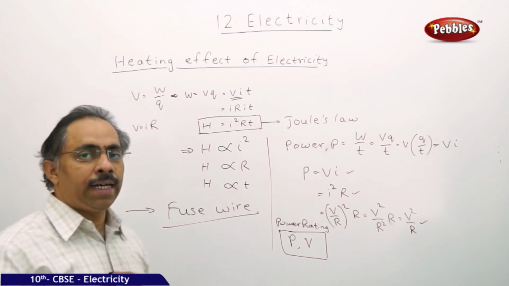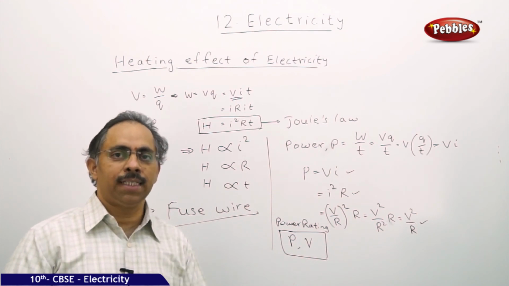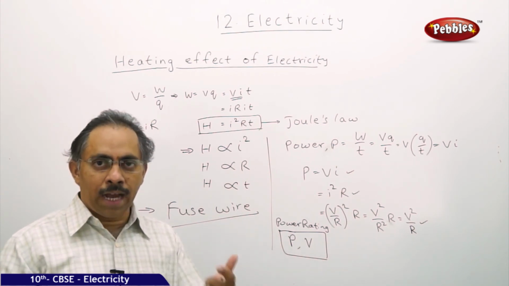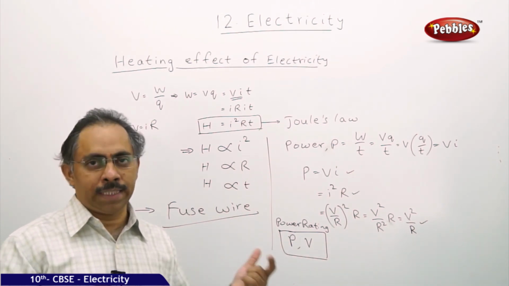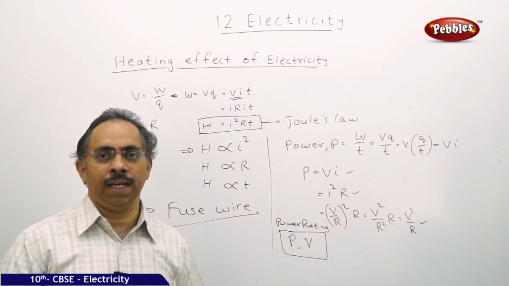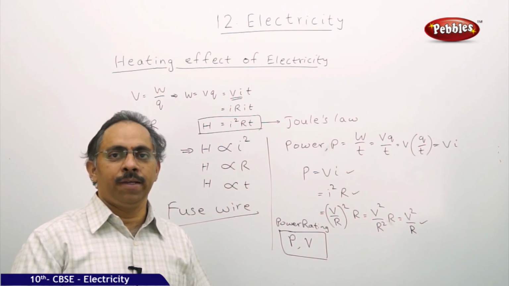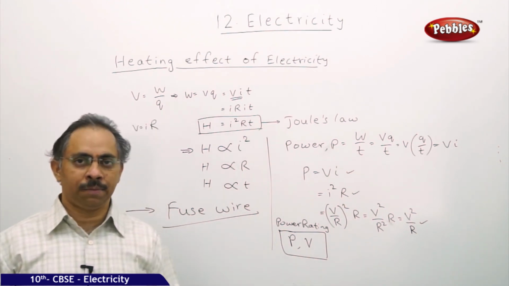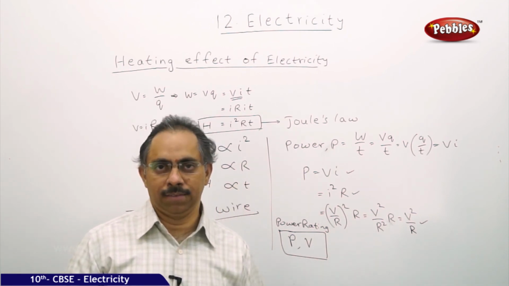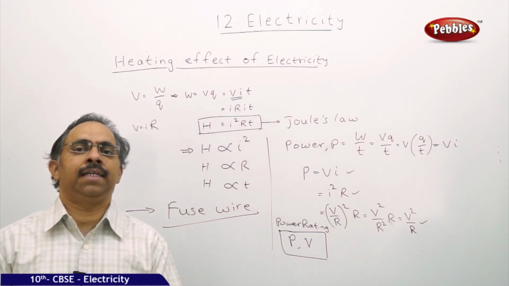If I am using an electric motor of 1 horsepower, 1 horsepower is 746 watt. Instead of watt and kilowatt, I can also take horsepower, a colloquial unit that is used. So if I use a 1 HP motor, 1 horsepower motor, for half an hour daily, I want to calculate how much electrical energy I am using per month.